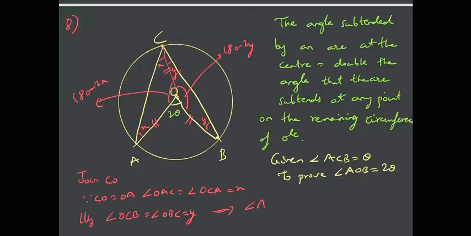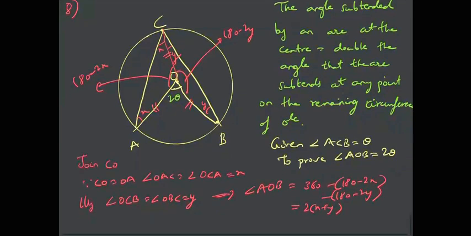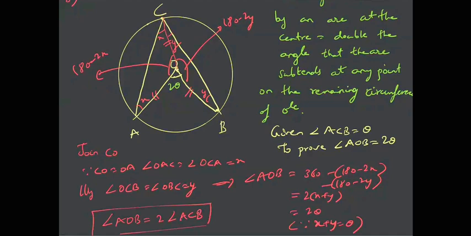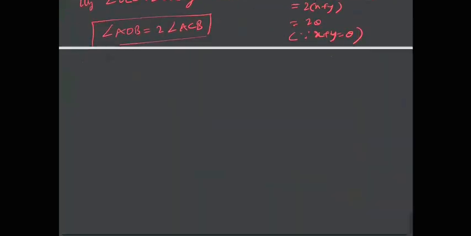So this finally implies that angle AOB would be 360 minus (180 minus 2x) minus (180 minus 2y). Okay, so that is twice of (x plus y). So this is twice of theta since x plus y is theta. Okay, so angle AOB is equal to twice of angle ACB. Fine. So let us move forward.